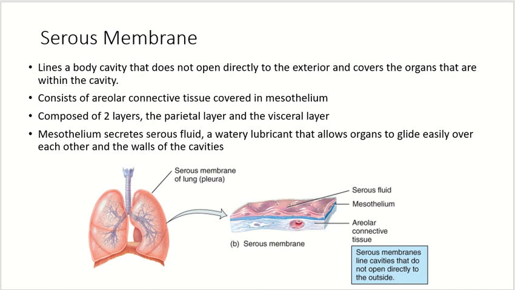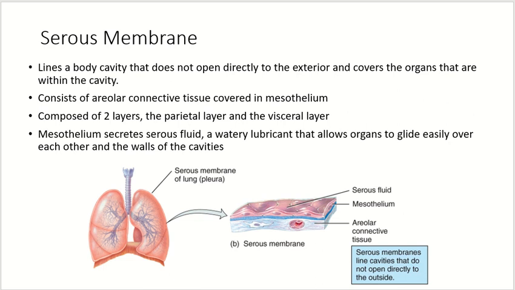Our next type of epithelial membrane is the serous membrane. We've mentioned these previously in our first lecture, but it bears mentioning again. The serous membrane is going to line body cavities that do not open directly into the exterior, and also cover organs that are within the body cavities. Serous membranes consist of areolar connective tissue and are covered by a mesothelium, which is an additional layer there.